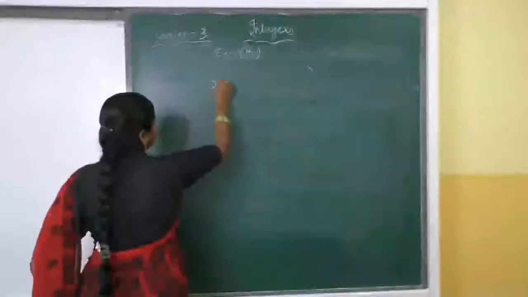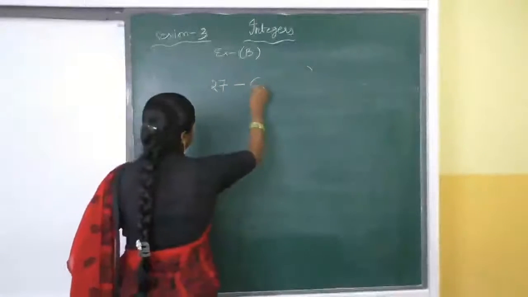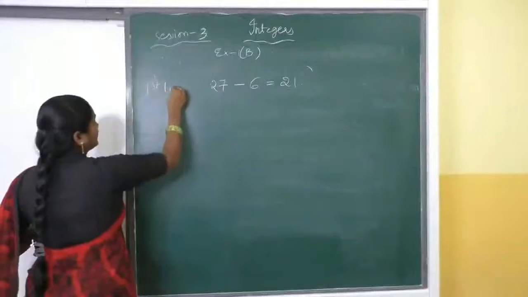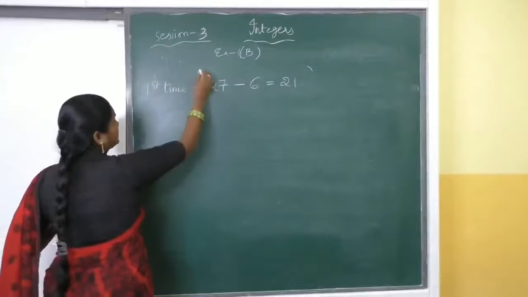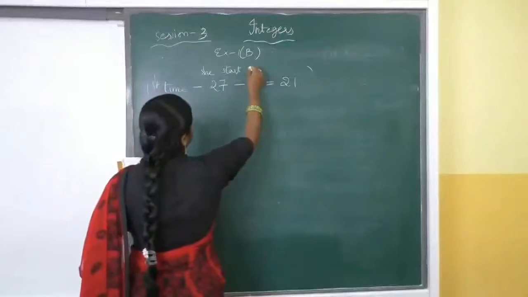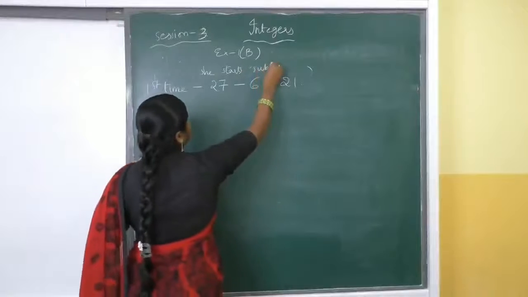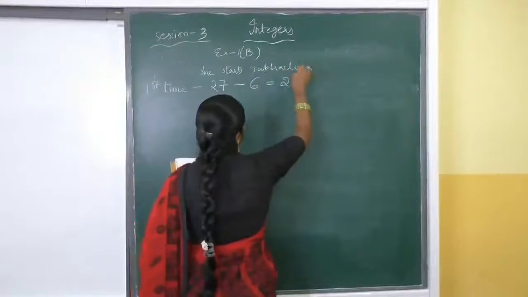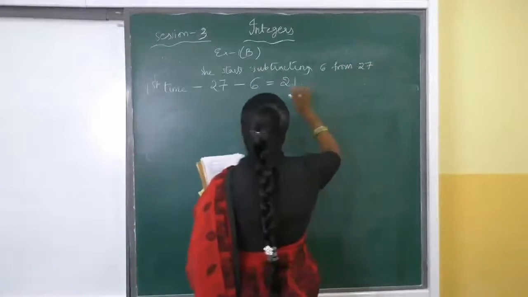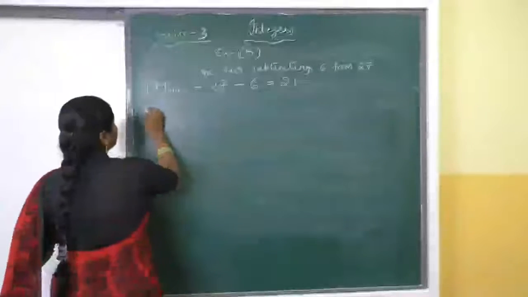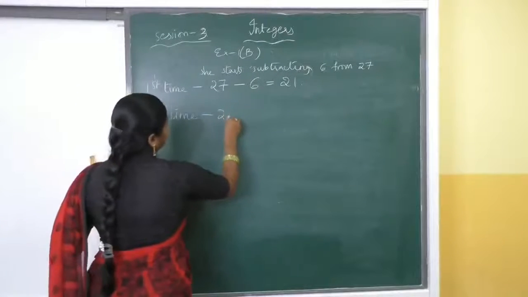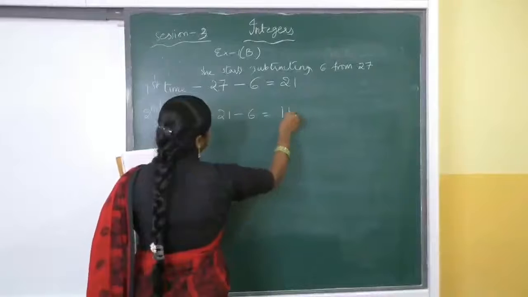So first of all, the number is 27. 27 minus 6 is 21. This is the first time she subtracted 6 from 27, which gives us 21. First time. Second time, 21 minus 6, which gives the result as 15.